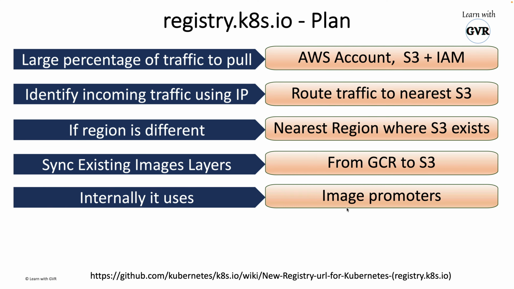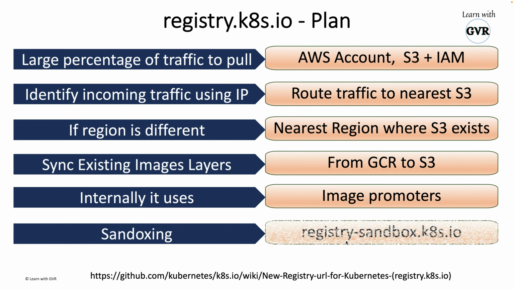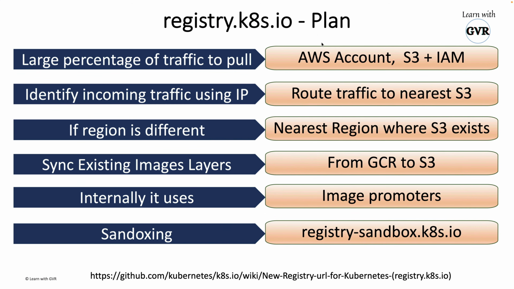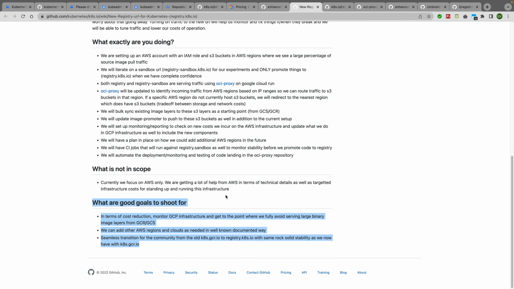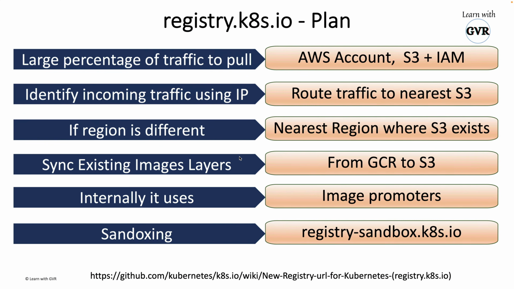And internally it will use this image promoter for the new registry also, because they have set up all the CI/CD pipelines and all. And in order to test, they will use registry-sandbox.k8s.io. So this is the production one, this is their staging, and this information is available here, right. And let's go to the documentation here, right. So all the details are here, and the OCI proxy is here now.